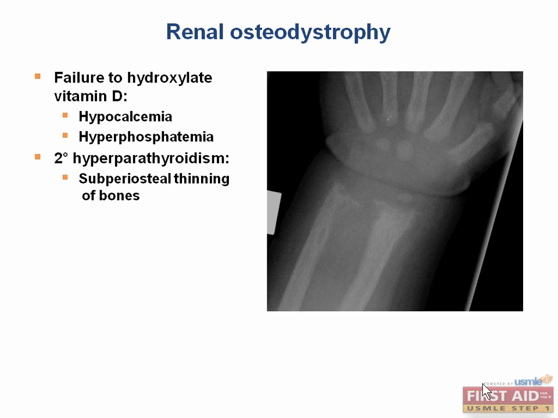The hyperphosphatemia leads to tissue calcification. Do you know why this is? Because it causes calcium to precipitate as calcium phosphate in the tissues.